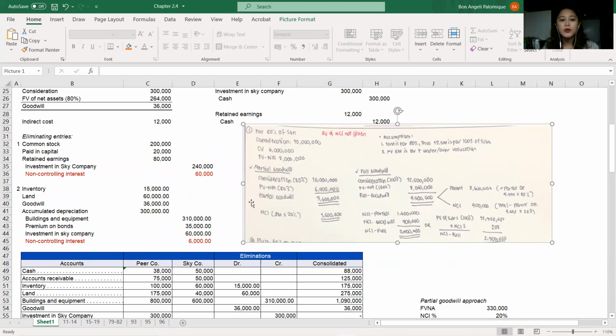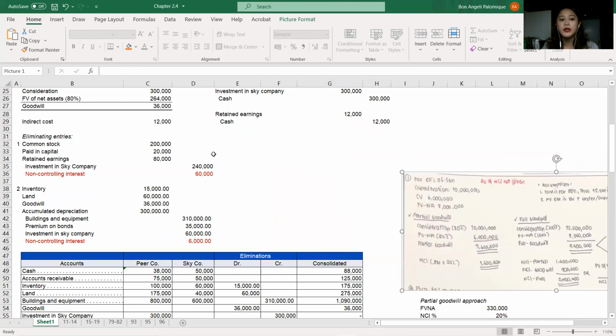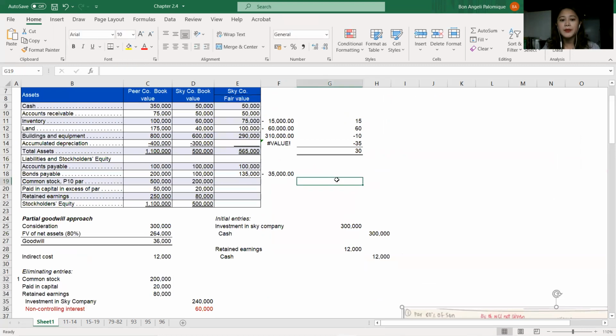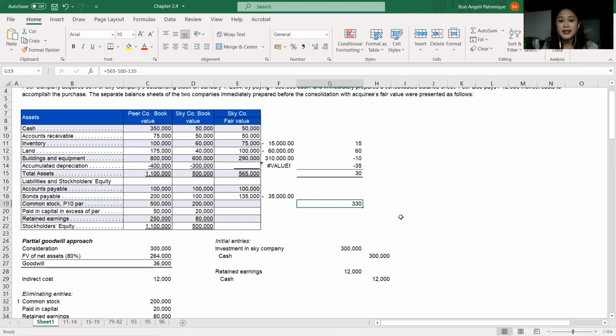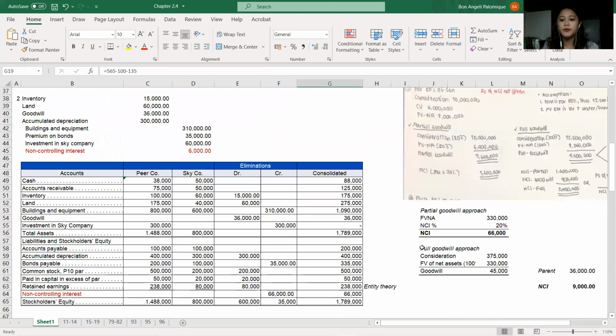Diba? So, sabi natin dito, pag nagko-compute tayo ng partial goodwill, NCI natin is 8 million. Ano yung 8 million? Yung fair value ng net assets. So, magkano ba yung fair value ng net assets natin? So, 565, yung total assets, less 100, less 135. So, ang fair value ng net assets natin is 330,000. So, 330,000 times 20%. Ito yung ginagaya natin, yung ginawa natin dati. So, 66,000. Yun yung dapat maging total NCI.